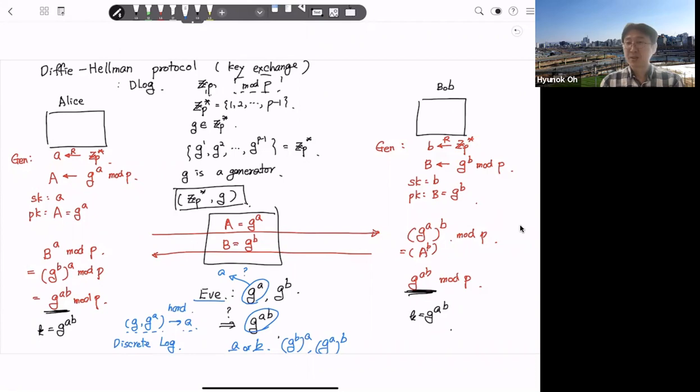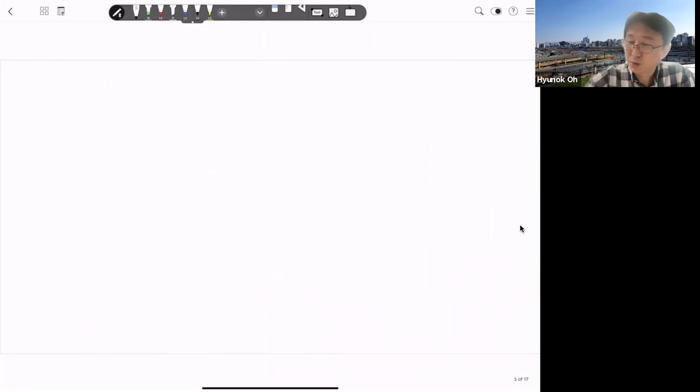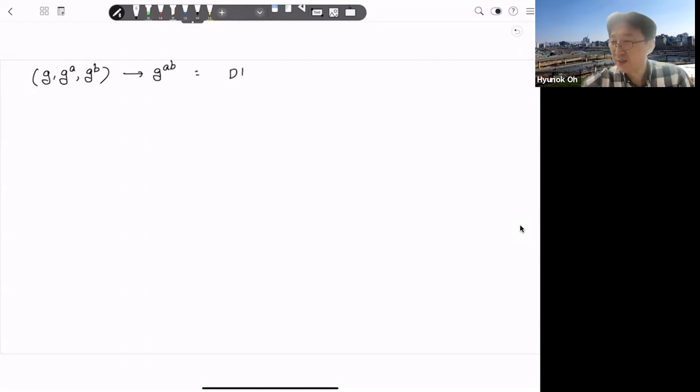It takes a lot of time, so this is not going to be possible. So if we cannot extract the a value from G to the a or the b value from G to the b, maybe we can think that G to the a and G to the b are given, and computing G to the ab is hard. Actually, this is not exactly the same as the discrete log problem. So G, G to the a and G to the b are given, and computing G to the ab is hard. That assumption is called the Diffie-Hellman assumption.